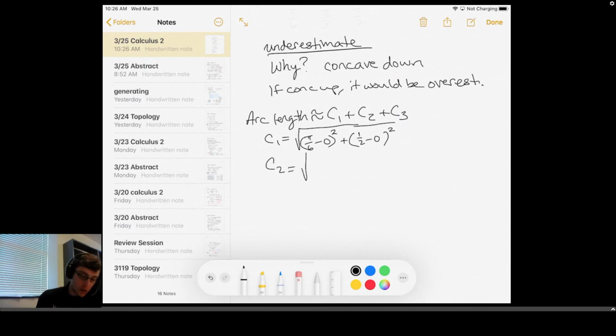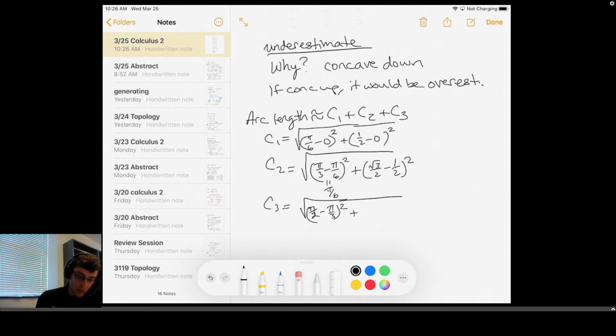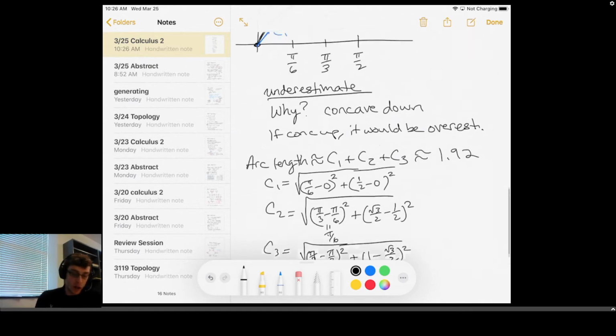So then C2, again, this would be pi over 3 minus pi over 6 squared. That is pi over 6, by the way. And then plus root 3 over 2 minus 1/2 squared. And then lastly, you have pi over 2. Just kidding, 1 is on the next part. Pi over 2 minus pi over 3. Again, that's pi over 6 plus 1 minus root 3 over 2 squared. And then this ends up being roughly 1.92, whatever that means to you.